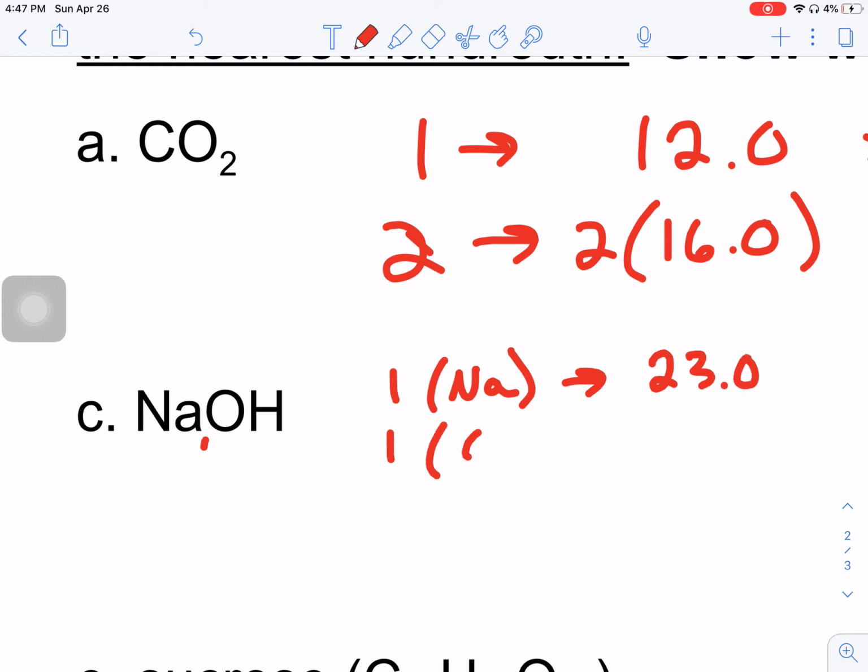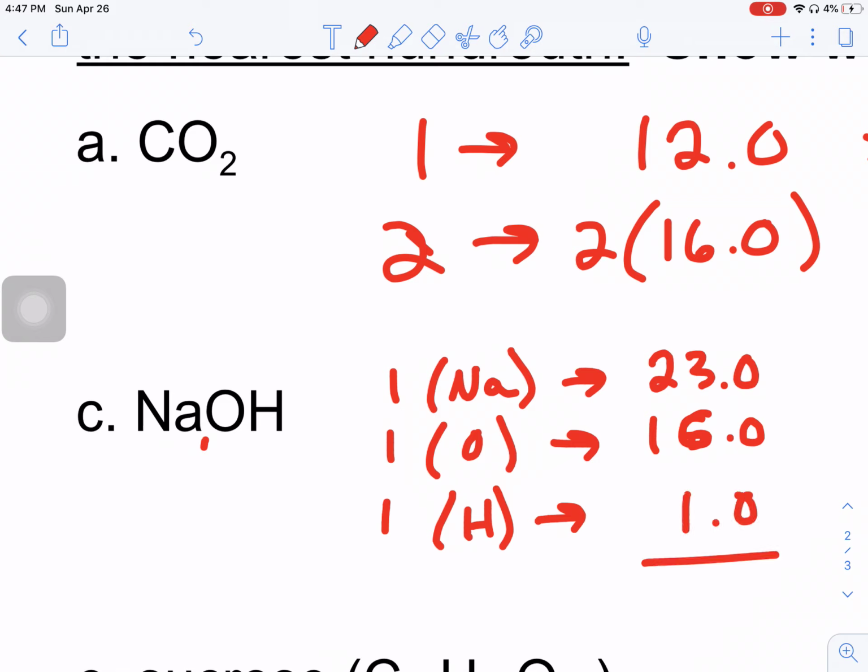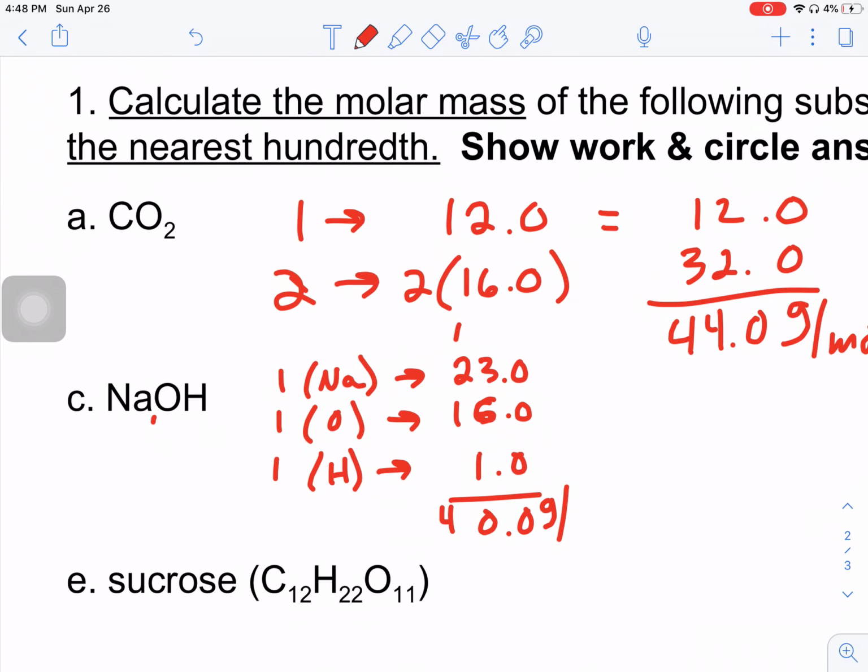There is 1 atom of oxygen, 15.9994, rounds to 16. And there is 1 atom of hydrogen. So 1.008, I'm just going to call it 1.0. And when I add those all together, carry the 1, I get about 40.0, and don't forget the units. The units are going to be the gram per mole, okay?